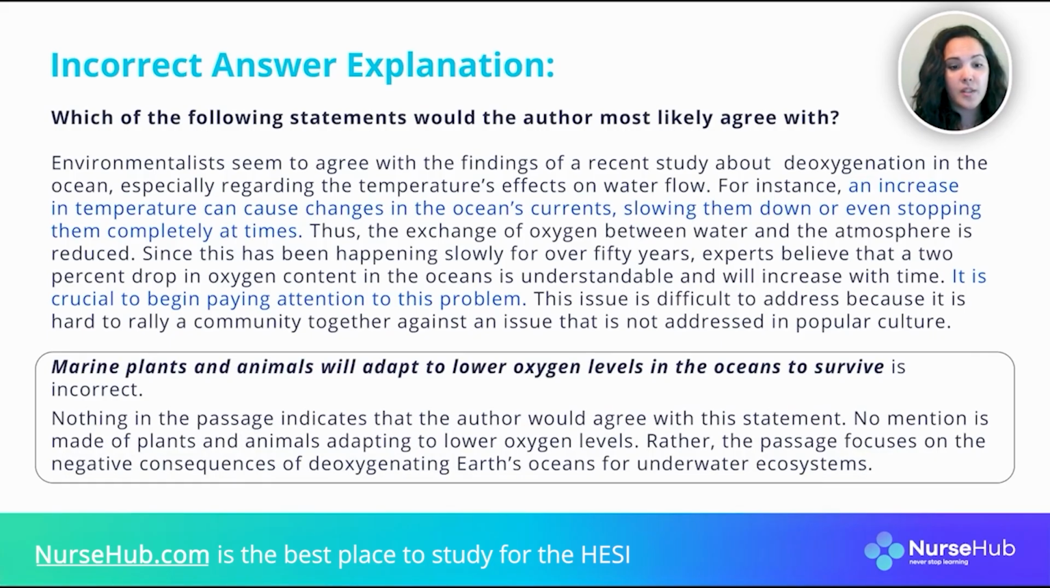All right, here's our final incorrect answer explanation. Marine plants and animals will adapt to lower oxygen levels in the oceans to survive. Nothing in this passage, you guys, indicates that the author would agree with this statement. No mention is made of plants and animals adapting to lower oxygen levels. Rather, the passage focuses on the negative consequences of deoxygenating Earth's oceans for underwater ecosystems.